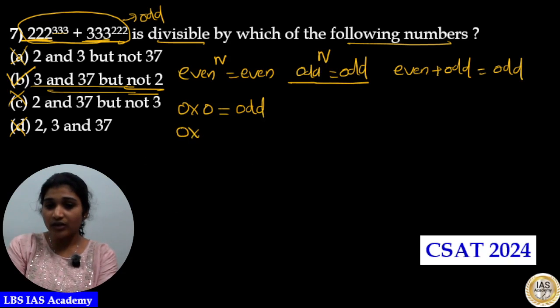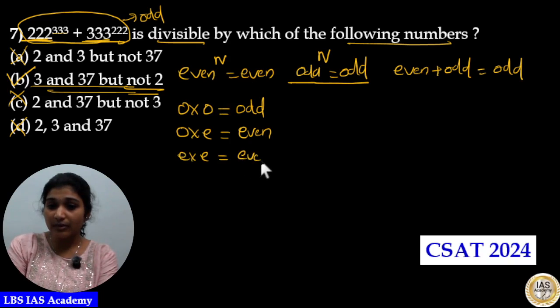Same way, odd into even. Take any number between 1 to 9. 3 into 4, 12, which is an even number. Same way, even into even. Even raised to any number is an even number. The product of even numbers is an even number. Take any number between 1 to 9. 4 into 6, 24 is an even number.